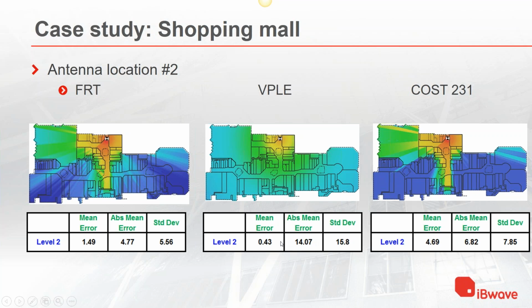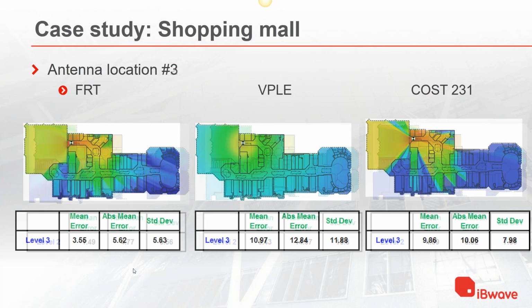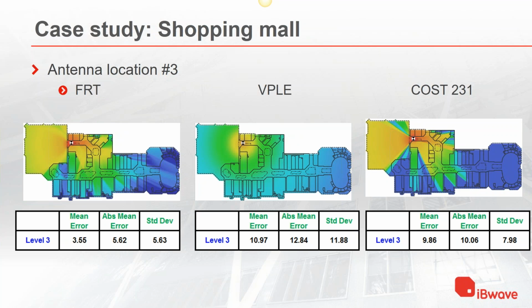It just does not have any accuracy. And you see what's happening here? Very interesting, because you have almost equal amounts of points that are positive and negative on opposite sides, because your mean error is 0.4. So your absolute mean error is high, so you would expect the standard deviation to be very high, which it is, close to the absolute mean error, because you're essentially canceling out your measurements on the opposite sides of the positive and negative sign value, which is not the case with the other two, but still FRT is better than COST 231. Then we go to another antenna location.